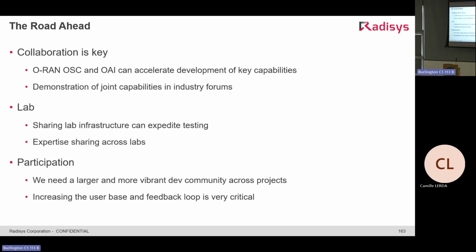Yeah. So that's my last slide in terms of how to leverage the capabilities of different open source projects. ORAN OSC and OAI both can accelerate the development of the key capabilities by our collaboration. And I believe we are at a stage where we can demonstrate to the industry in multiple different forums the joint capabilities which we are having through these projects. And sharing lab infrastructure, I believe this is an important and relevant topic. Probably we'll be discussing, seeing more demos, maybe discussing more during this conference on how to do this, how to maximize this, how to optimize the level of testing which we are doing, and sharing the capabilities to make greater progress.